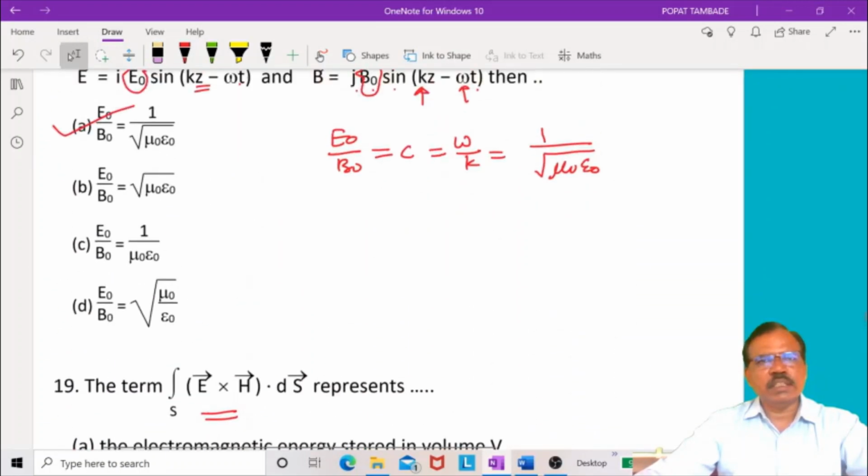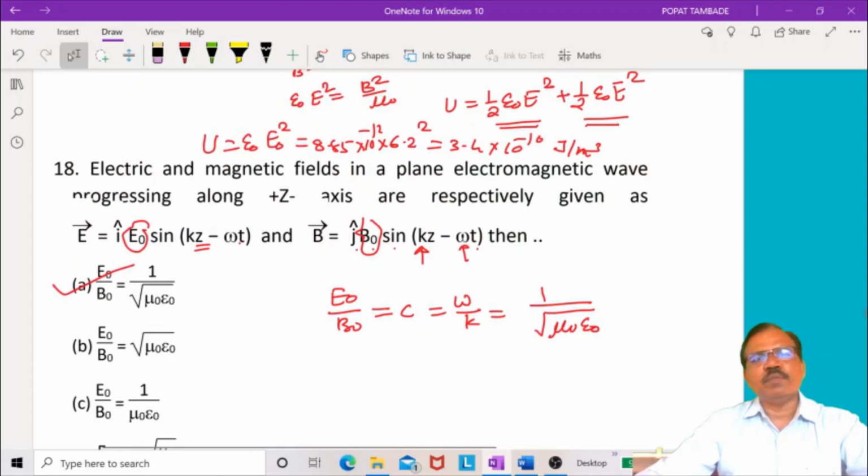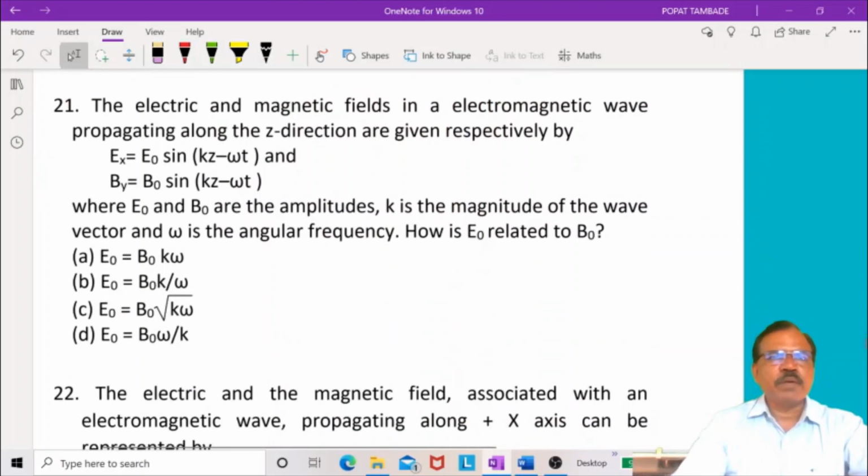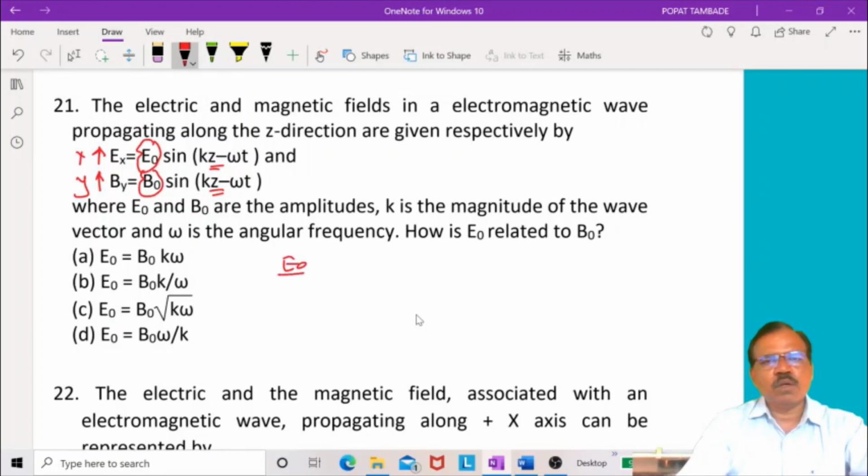Just as we have seen here, E0 upon B0 is equal to the speed of wave, which is equal to ω by k, which is equal to 1 upon root of μ0 ε0. So if we come here, the wave is propagating along the z axis. This is the component along the x axis, this is the component along the y axis, and these are peak values. So we get E0 upon B0 is equal to c, which is equal to ω by k.